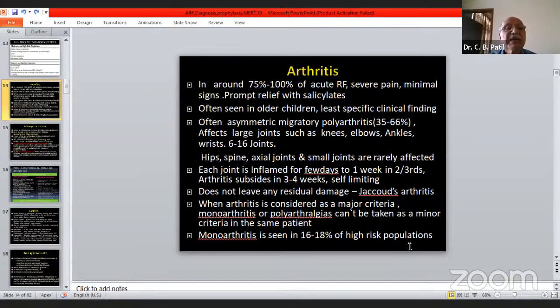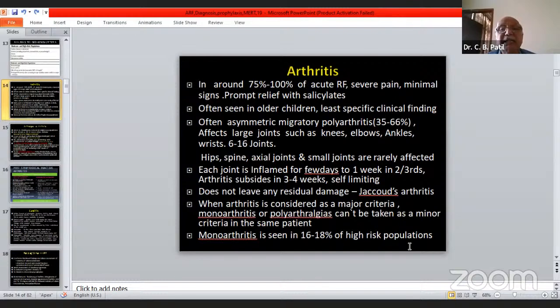Now coming to arthritis, it is seen in almost 75 to 100% of acute rheumatic fever. Here the pain is very severe with minimal signs, and it definitely relieves with salicylates, with an adequate dose of salicylate within 24 to 48 hours. It is often seen in older children; as the age advances, arthritis is more common, whereas at a very young age, carditis is very common.